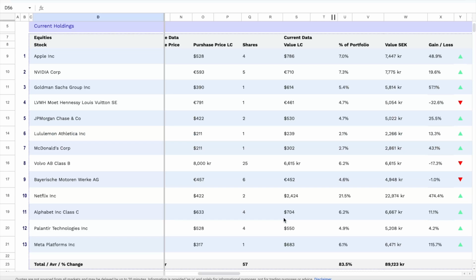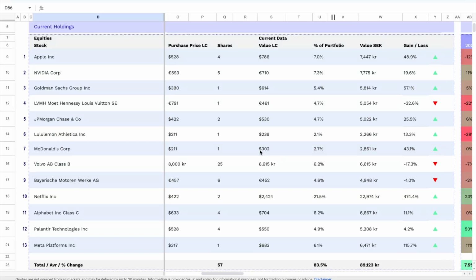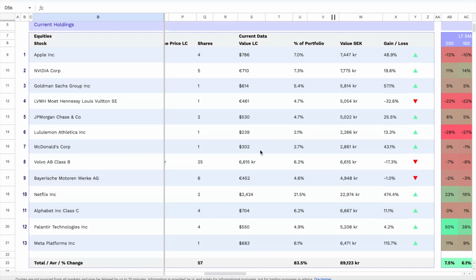So essentially keeping track of the purchase price and the current price of each stock, both in your own currency, if you live in the US, that's US dollars, and in the local currency of the specific company, right? And here comes a really important part, which is the percent of the portfolio. This is really important to keep track of.